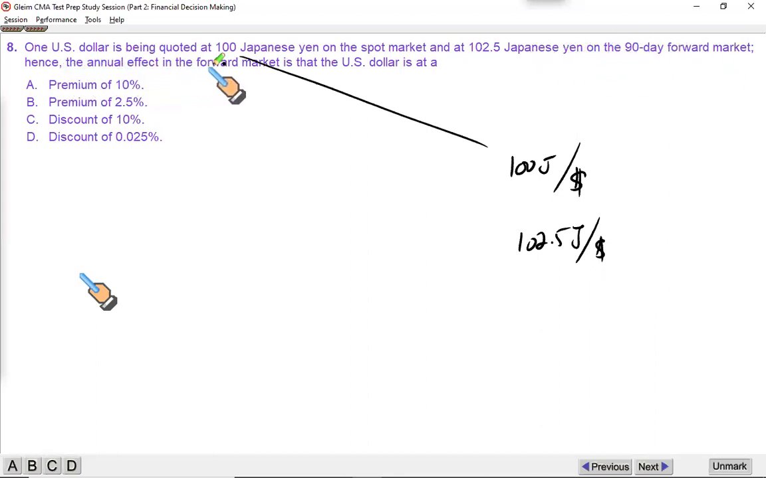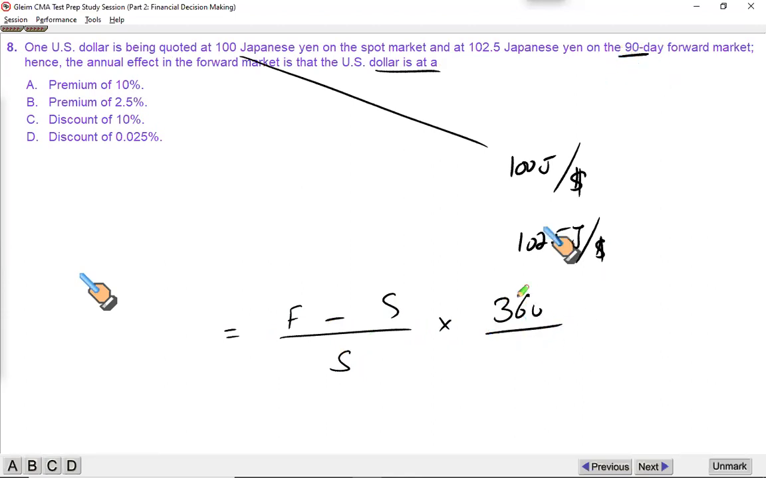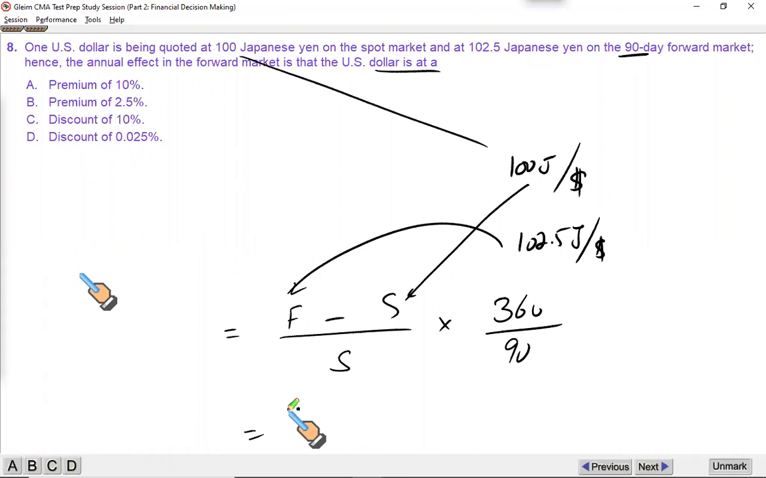Hence, the annual effect on the forward market is that the US dollar is, we know the formula, equal to the forward rate minus spot upon spot into days in a year, which is 360, divided by the days in the contract, 90. Plug in the numbers. This is the forward rate. This is the spot rate. If you do the calculations, it's going to be 102.5 minus 100 upon 102.5 multiplied by 360 divided by 90, and whatever you get, you multiply it with 100.